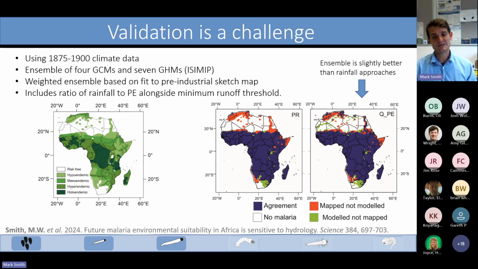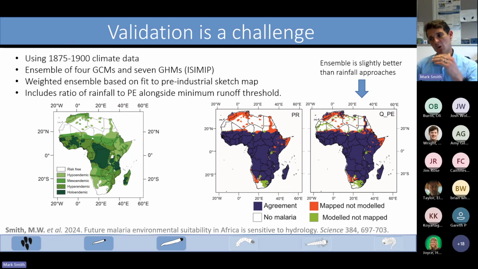And what we did was we weighted that ensemble of climate and hydrological models based on its ability to match different levels of endemicity, of transmission intensity across Africa. So the maps on the right are just for any malaria. There's actually not much difference between the two on those, but it became more apparent at the different levels of endemicity.